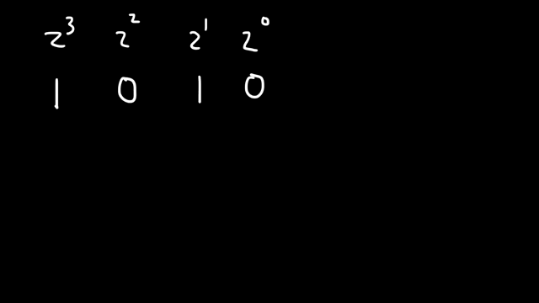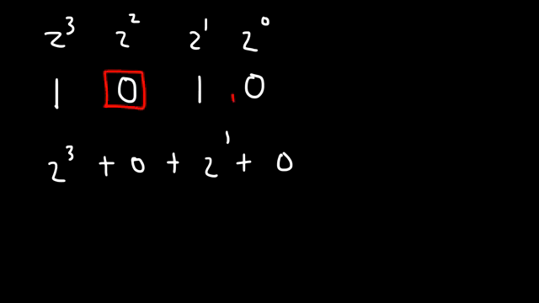So 1 times 2 to the third power is equal to 2 to the third power. And if we multiply 2 squared by 0, that's going to give us 0. And we're going to add these values. And then it's going to be 1 times 2 to the first power, which is just 2 to the first power. And then 0 times 2 to the 0 is 0. So everywhere you see a 0, you could ignore it. So we only need to focus on the numbers that contain a 1.